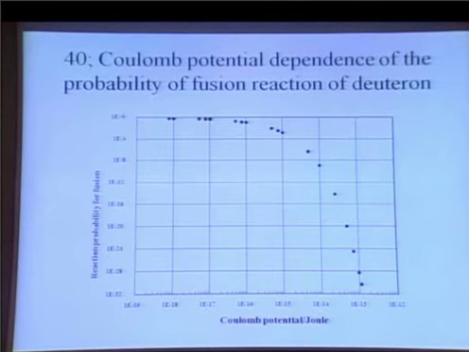The calculation of the tunneling probability for the change of the Coulomb potential of the proton is shown in this figure. As for reaction probability by the tunnel effect, if the barrier potential decreases by only 50%, the probability increases by 10 digits.